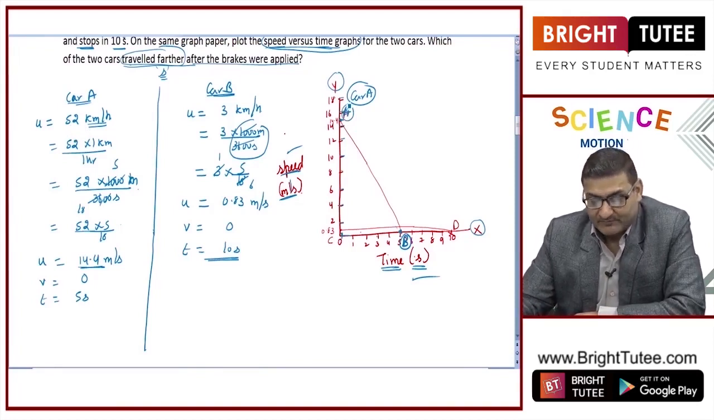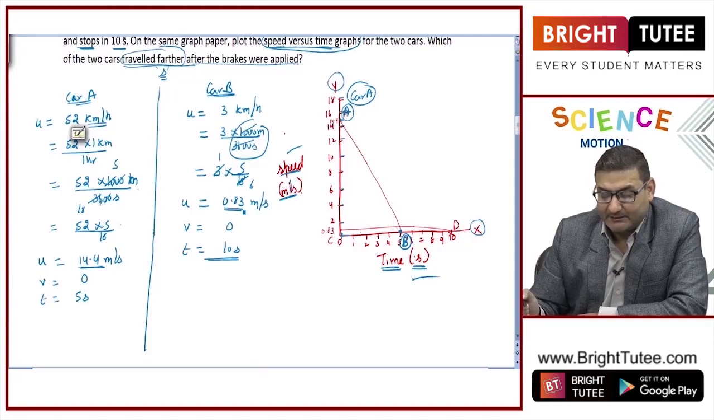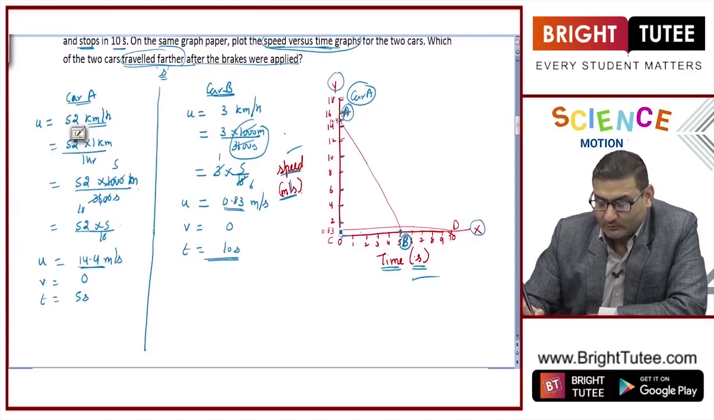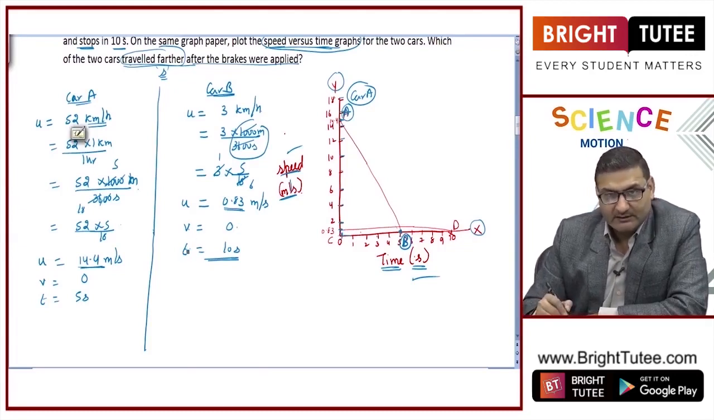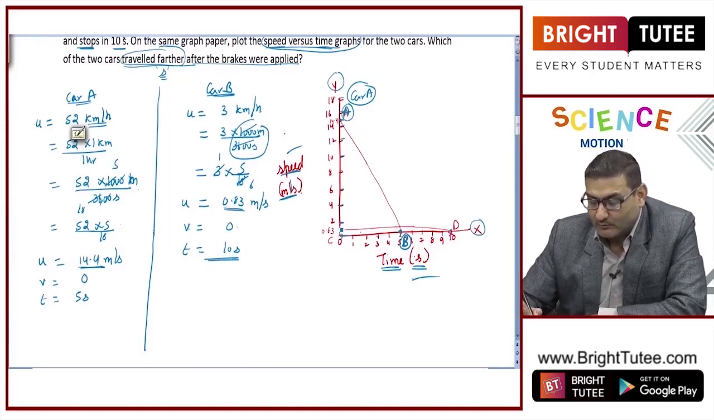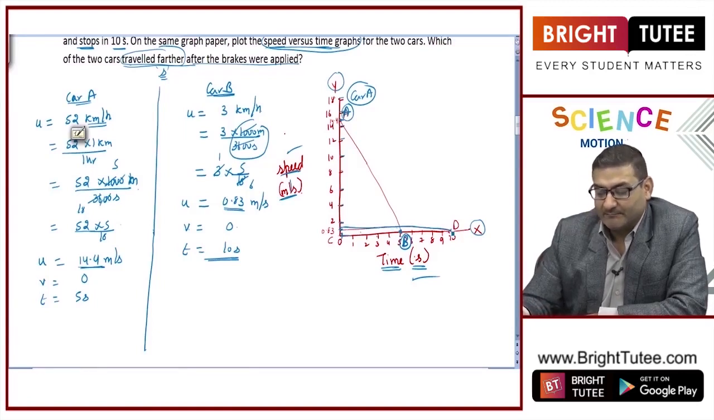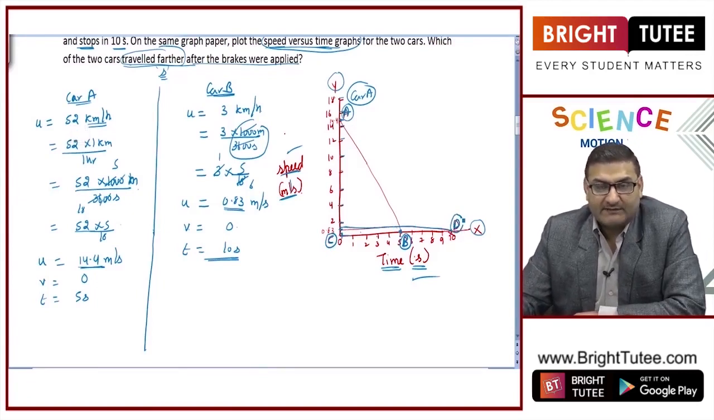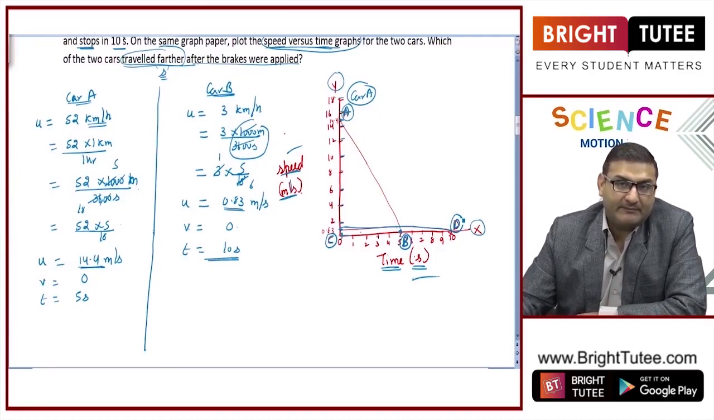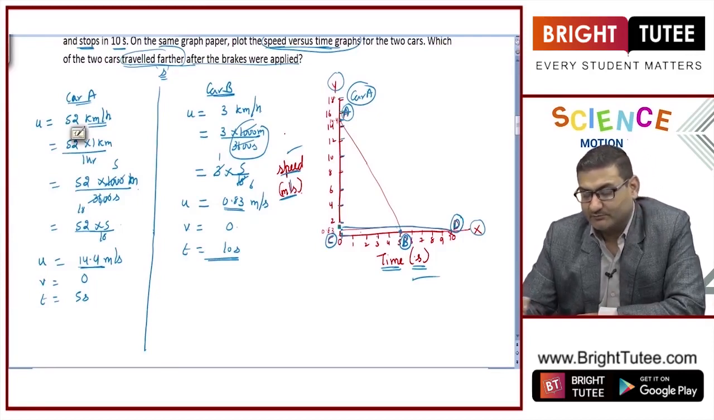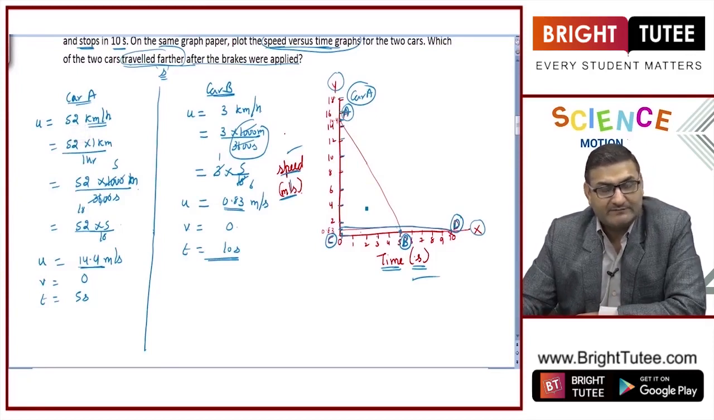Talking about car B, the initial velocity is 0.83 meter per second. So if this is 0 and 2, let this point be 0.83 meter per second. Final velocity is 0 in 10 seconds. So in 10 seconds, the final velocity is going to be 0. So the motion of the car is represented by this particular line joining the 0.83 mark and the 10 second mark. Let us also give it the names C and D. So CD is the graphical representation of car B. This is the first part of the question. We need to just show it through a graph. On the same graph we have shown it.